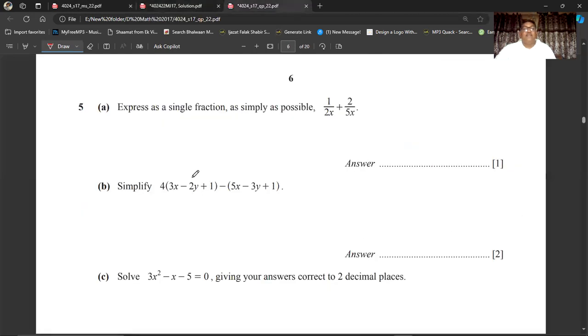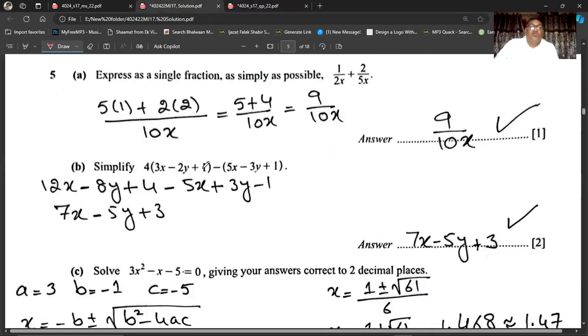Hopefully you understand. So question number 5, it's B part. Here he says simplify. 4 bracket start 3x minus 2y plus 1 bracket close minus bracket start 5x minus 3y plus 1 bracket close. Very simple, straightforward. So just open these brackets. So this 4 will multiply with all the 3 members here. This minus will multiply with all the 3 members in the second bracket.